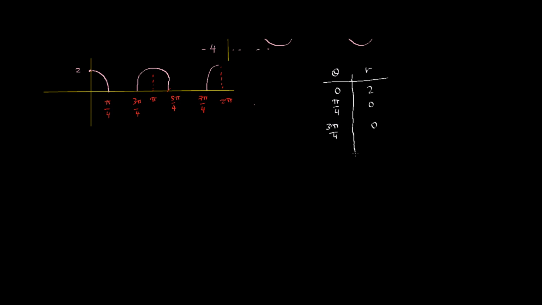Extend this. When we have pi, we have 2. When theta is equal to 5 pi over 4, we have 0. When theta is equal to 7 pi over 4, we have 0. And when theta is equal to 2 pi, we have 2. Now we know how r changes as we vary theta. So it will be a little bit easier to sketch the function in the xy plane.